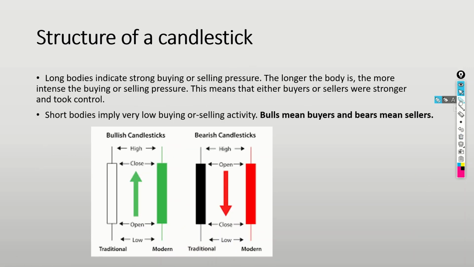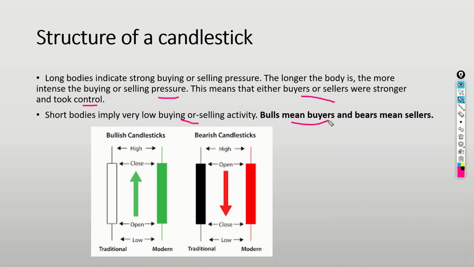We're still looking at the structure of the candlestick. Long bodies indicate strong buying or selling pressure. The longer the body is, the more intense the buying or selling pressure is. This means that either buyers or sellers are stronger and in control. Short bodies imply very little buying and selling activity.